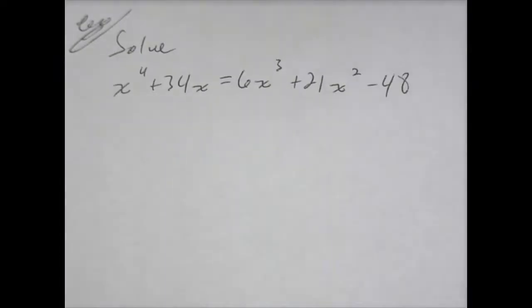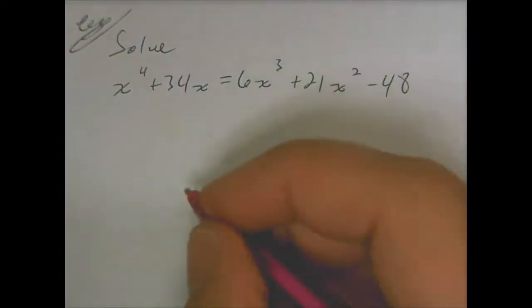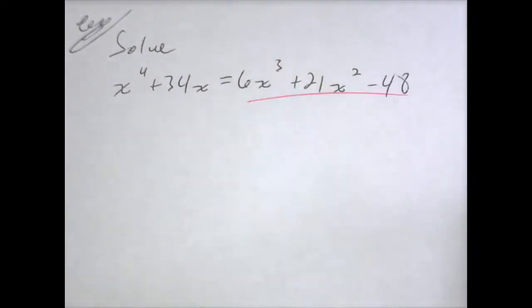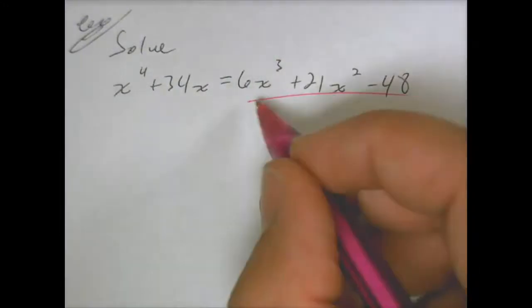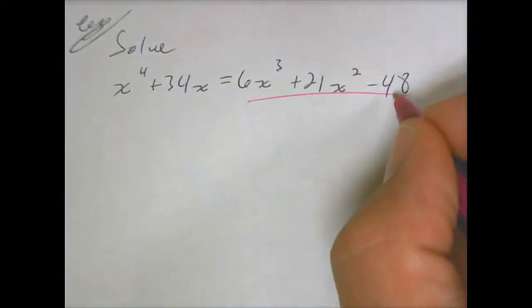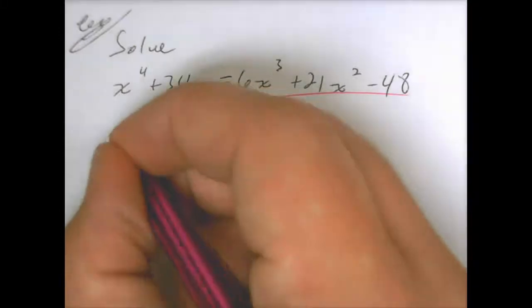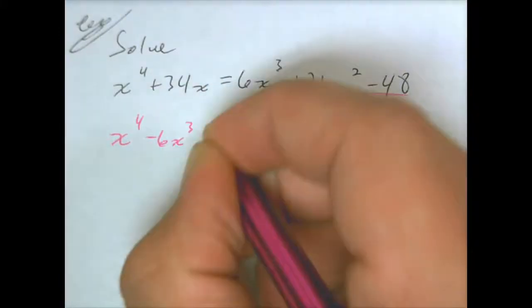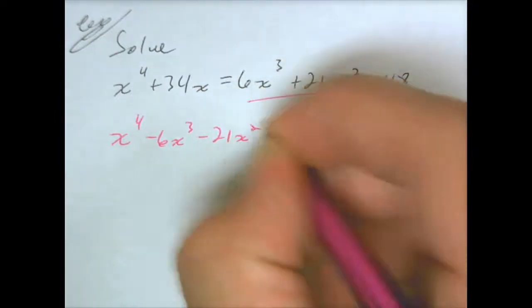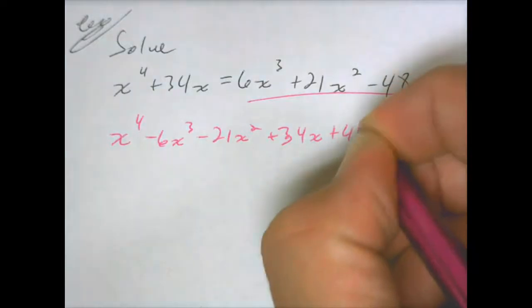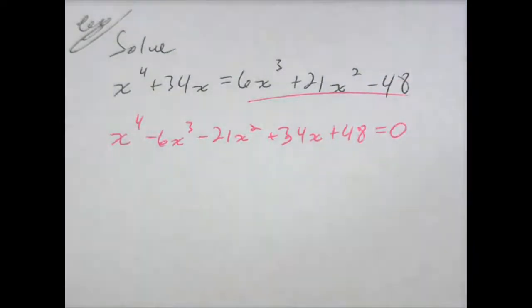All right, same sort of example. Pause the video and here we go. So in this one, it's not equal to 0, it's equal to all that junk. So I'm just going to take everything and move it to the other side. So I'll have to subtract 6x cubed, subtract 21x squared, and add 48, such that I end up with x to the 4th minus 6x cubed minus 21x squared plus 34x plus 48 equals 0. Now let's plug this in our calculator.